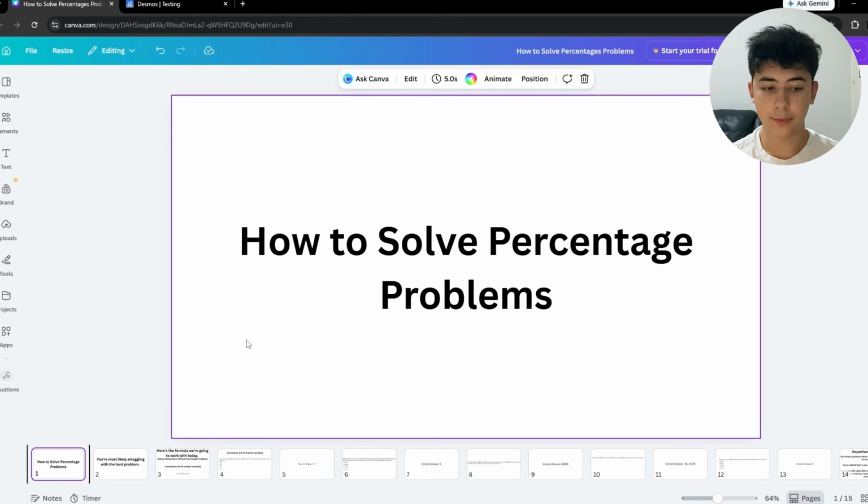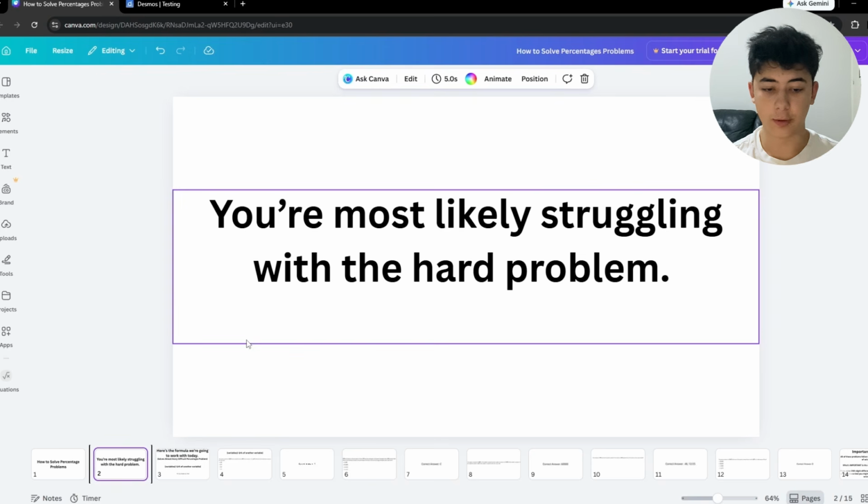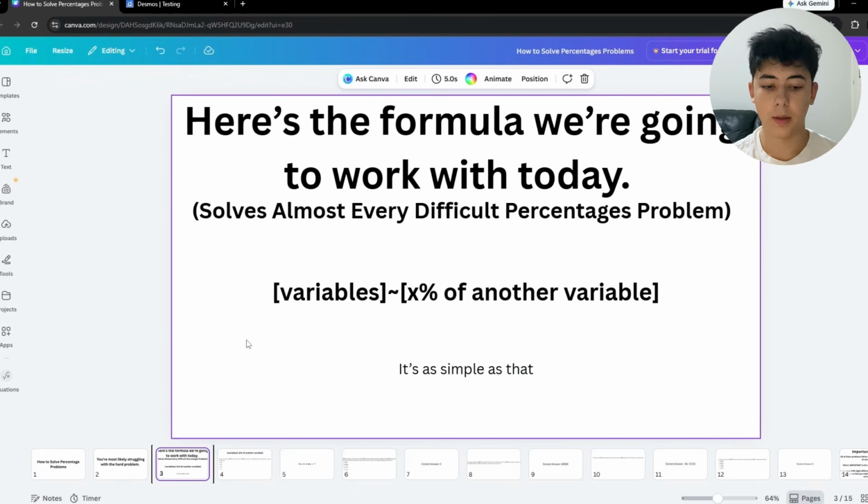Today I'm going to show you how to solve percentage problems. I'm assuming you already know the basics of percentages, so it's really the difficult problems you're struggling to solve. So let's start with the main formula you need to know.